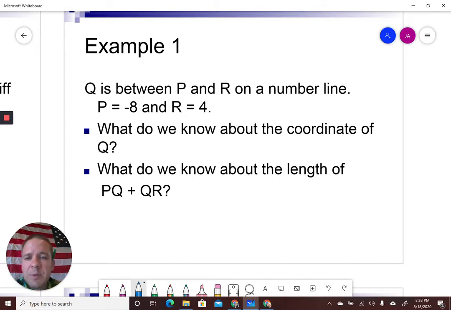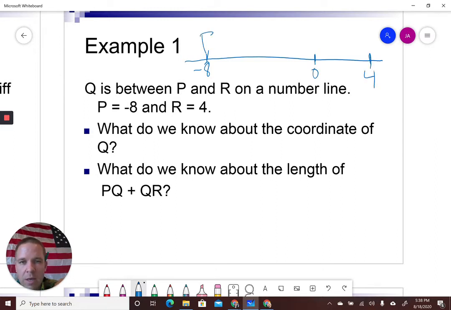So it says Q is between P and R on a number line. P is at -8 and R is at 4. Let's think of this as a number line with just integers. What do we know about the coordinate of Q? What do we know about the length of PQ and QR? Why don't we draw a diagram? I think that's helpful. So I'm going to draw a number line. We'll say this is -8 right here. I'm going to throw a 0 in because I like to throw 0 on my number line, and then 4. So P is right here, R is right here.